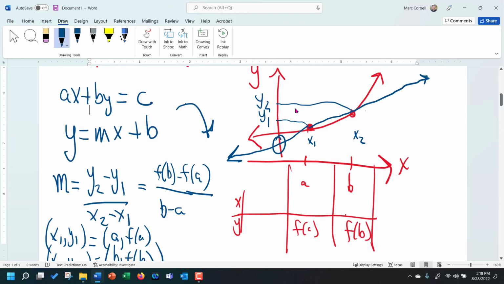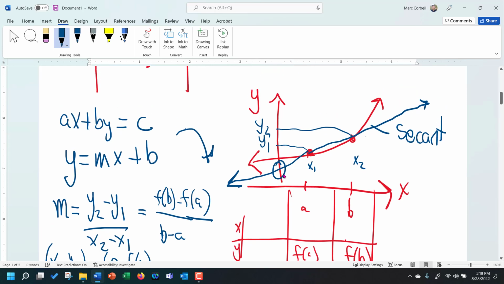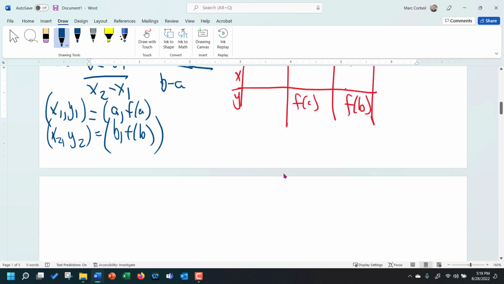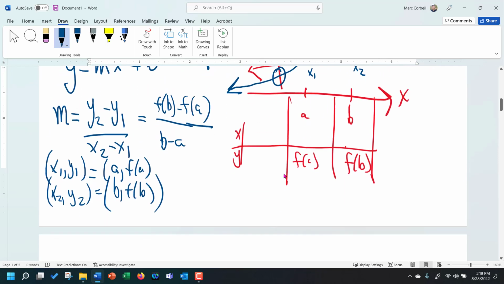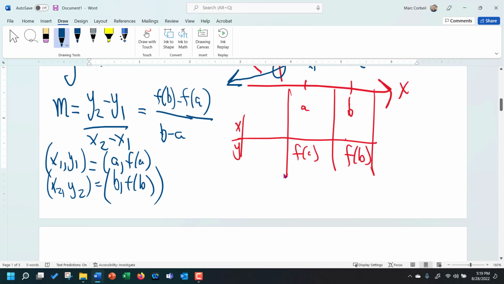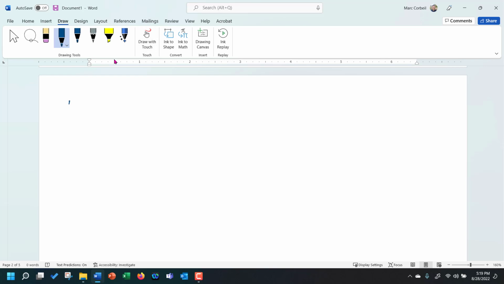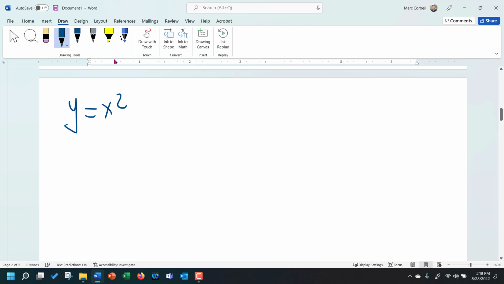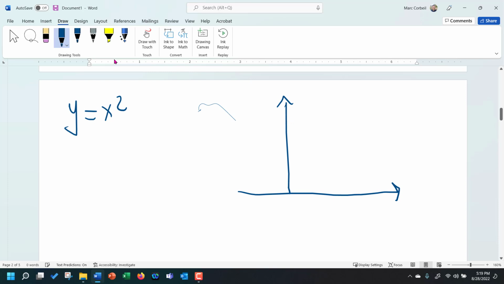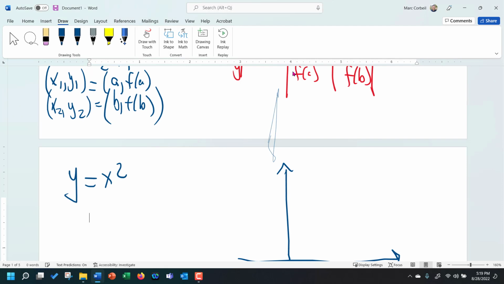This line we're going to call the secant line. So the slope we just did is the slope of the secant line. We can discuss it quite easily, and I can do an example of that real quick. I can do something like y equals x squared. We'll do a real world example with that. Y equals x squared. This is a really simple one. Sorry, my pen's sticky.